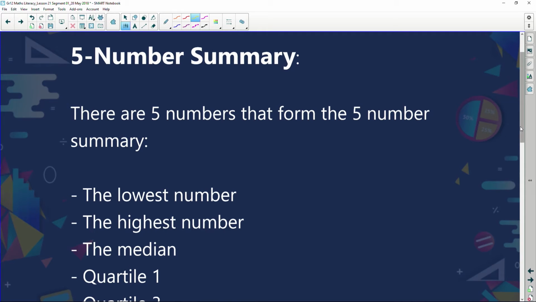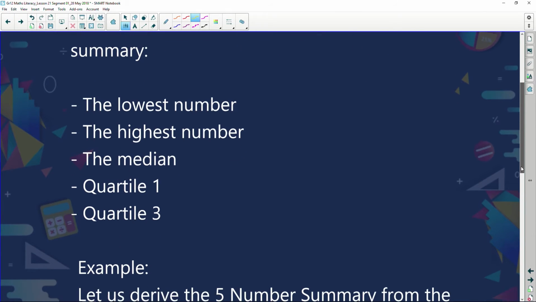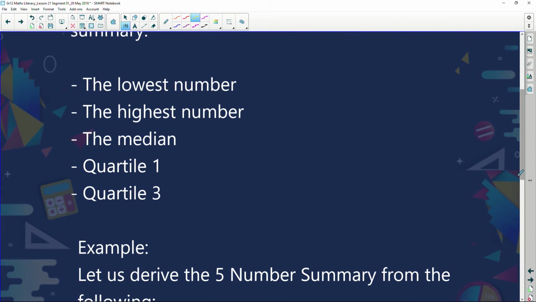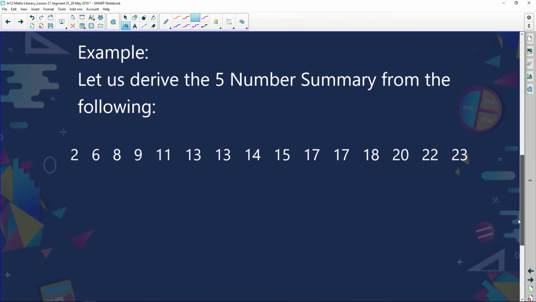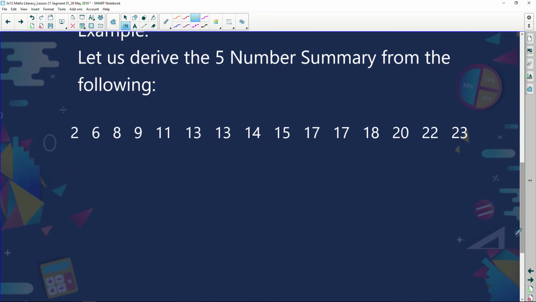Right. Now, let's take it a step further. We're now going to look at something known as a 5-number summary. There are 5 numbers that form the 5-number summary: the lowest number, the highest number, the median, quartile 1, and quartile 3. For example, let us derive the 5-number summary from the following.